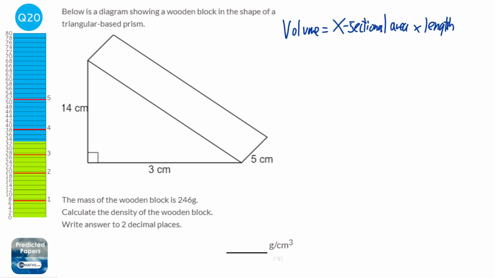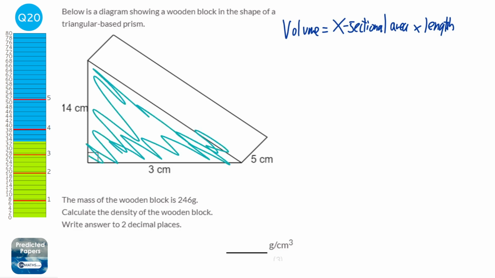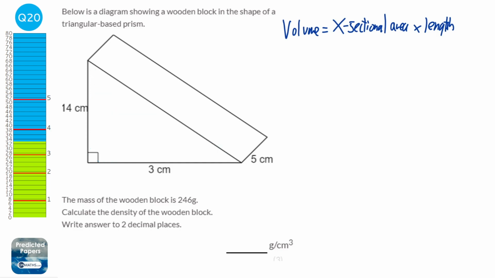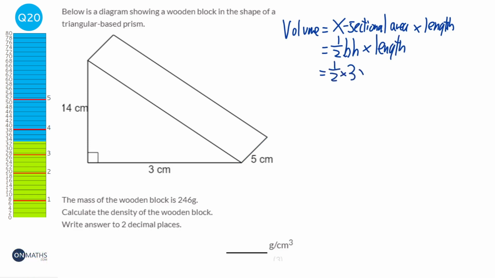So what is the shape of the cross-section? Well, the cross-section is a triangle, and the cross-section is this part here. I just quickly colour it in. And so we're just finding the area of that triangle, so half base times height. And we're going to times it by the length, and the length is how 3D the prism is. So the base is 3, the height is 14, and the length is 5, and when you do that you get 105 centimeters cubed.